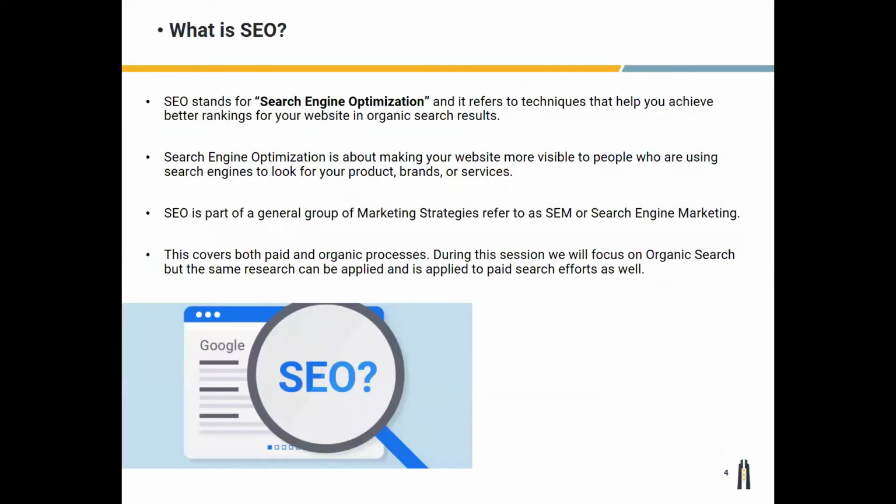So, what is SEO? SEO stands for search engine optimization, and it refers to a bunch of techniques that help you achieve better rankings in your website's organic search results. Search engine optimization is about making your website more visible to people who are using search engines to look for your products, brands, and services. SEO is part of a general group of marketing strategies referred to as search engine marketing. So they both cover this.